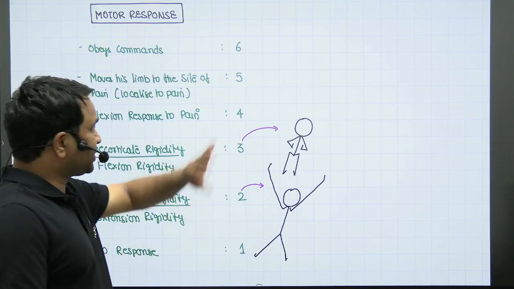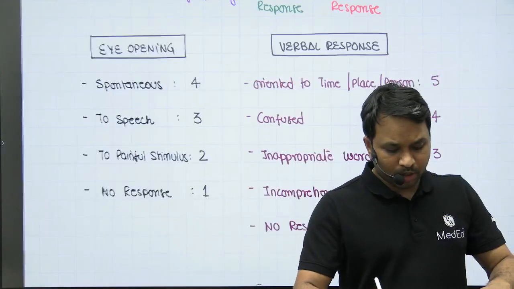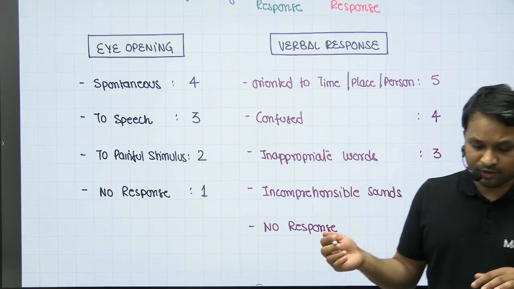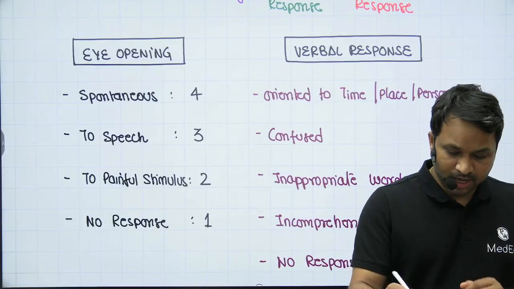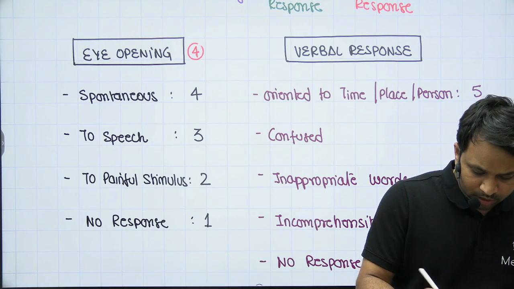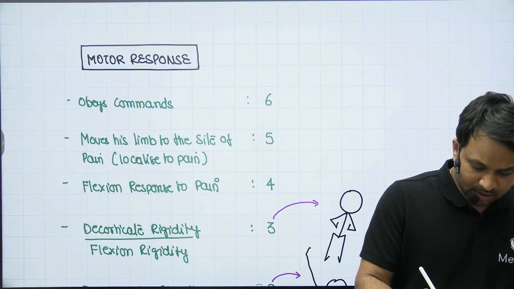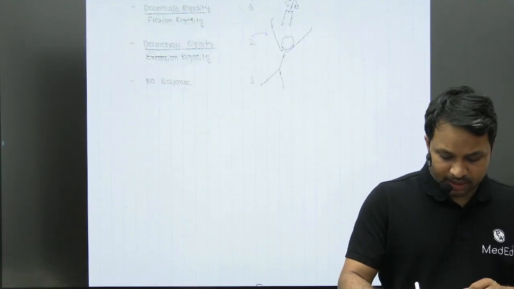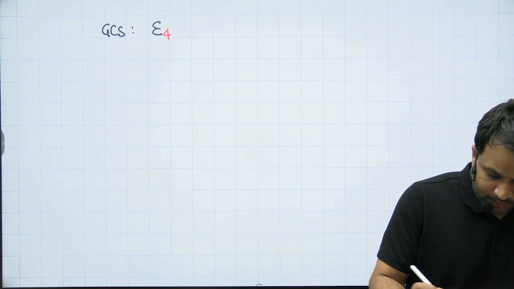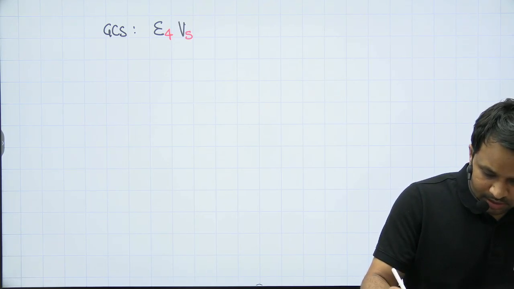Okay? So this is all in all how you calculate your GCS scoring system. So in the GCS, we spoke about eye opening, the verbal response, and the motor response. As you can see, the highest response that you can get for eye opening is 4, for verbal it is 5, and for motor it is 6. So when you talk about the entire GCS scoring, the entire GCS score works on this E4, V5, and M6 principle.